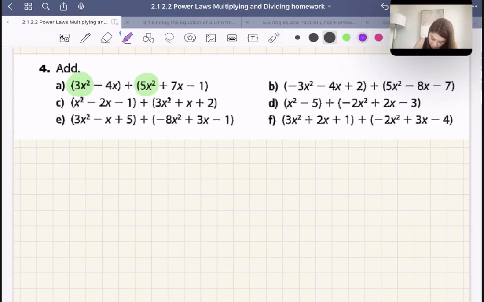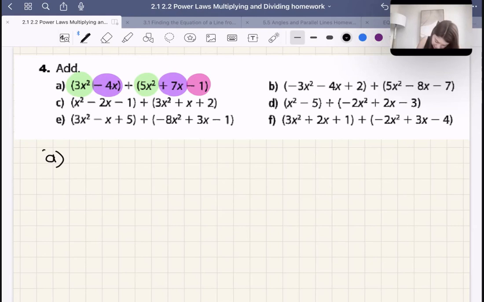Okay, how about terms with just x? Well, that would be negative 4x and 7x. And then last but not least, we have negative 1, which is in its own category. It's not a like term with anything else, so it's the only one colored pink.